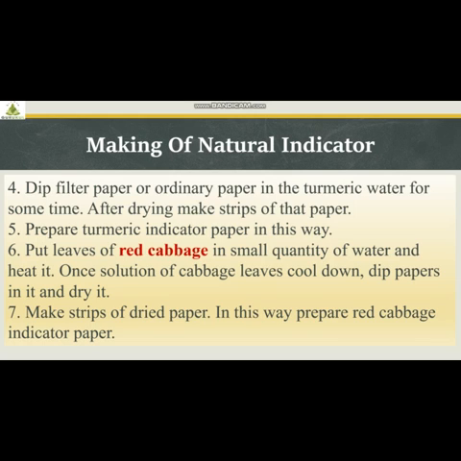Then let us take red cabbage. What can we do with red cabbage? Put the leaves of red cabbage in a small quantity of water and heat it. We have to blanch it. Once the solution of cabbage leaves cools down after heating, we have to dip papers in it and dry them. The color of the red cabbage will come into the water solution, and then you can dip the filter papers. Again you have to dry the filter papers and cut them into strips, and this way red cabbage indicator paper is ready. Understood how we can make natural indicators in a laboratory?